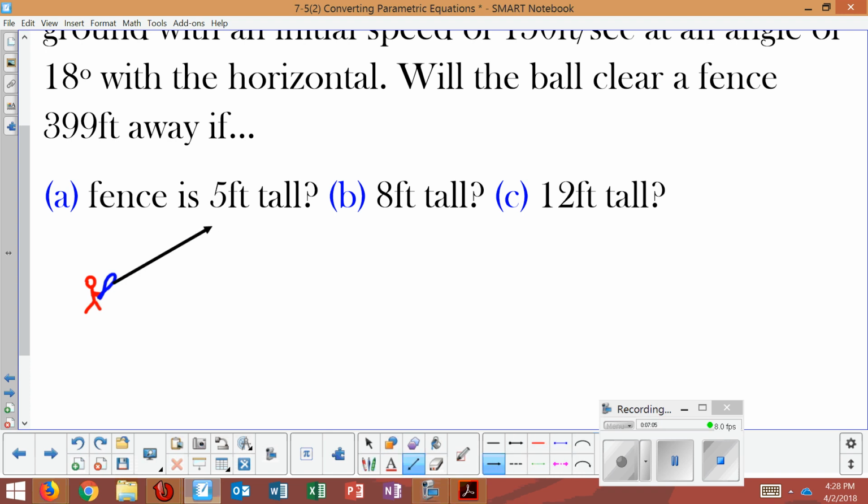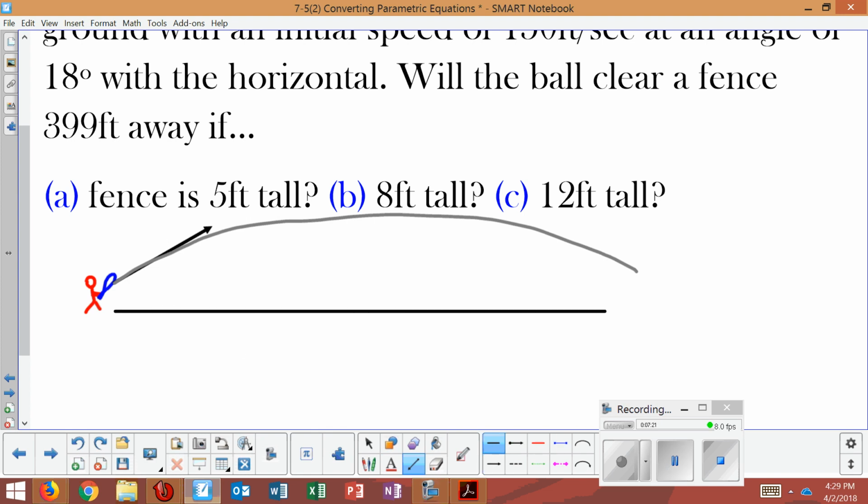Now, it comes off like a vector. But we know that when you consider gravity, though it comes off like this, it'll go and make a parabola kind of like that. Now, we know that this fence is going to be 399 feet away. So if we go out here 399 feet, which is an x value, we want to know what the height is there. That's what we're looking for. We've got to figure out the height. So let's write this as an equation.